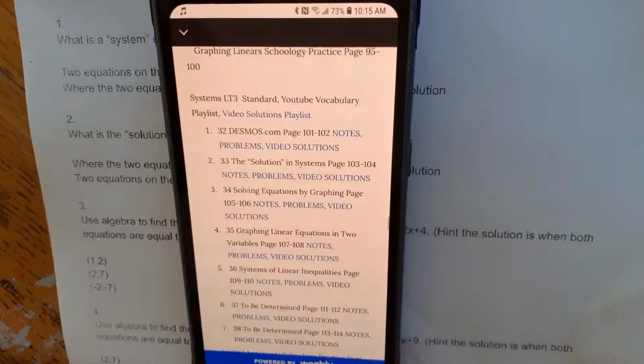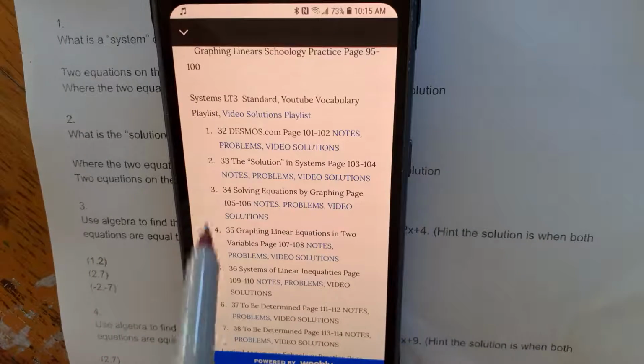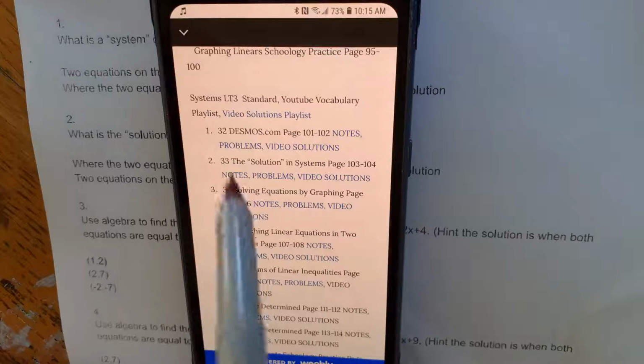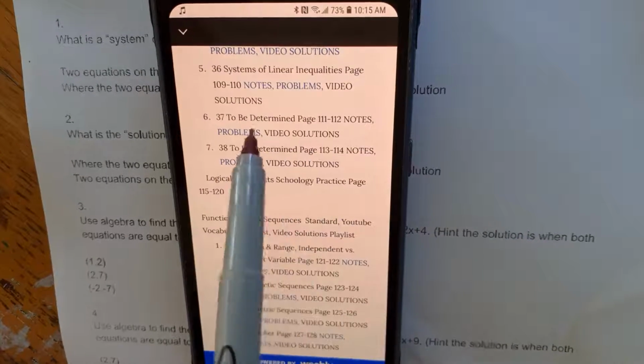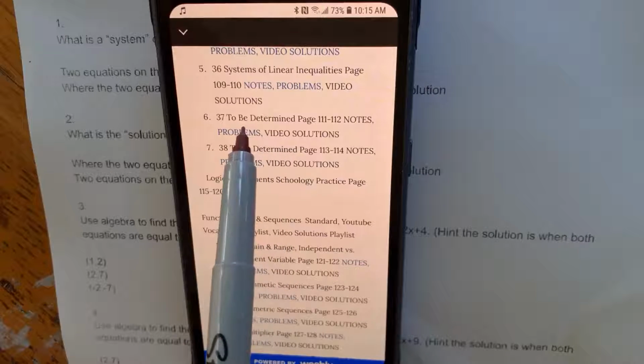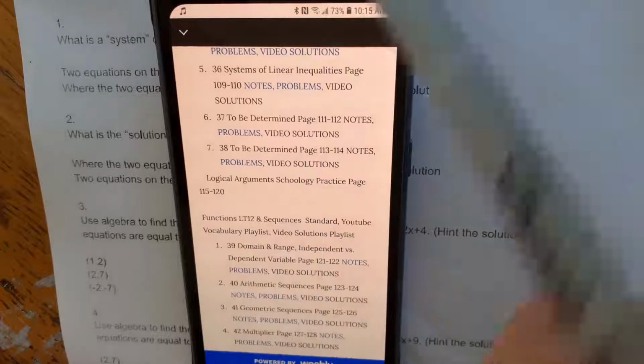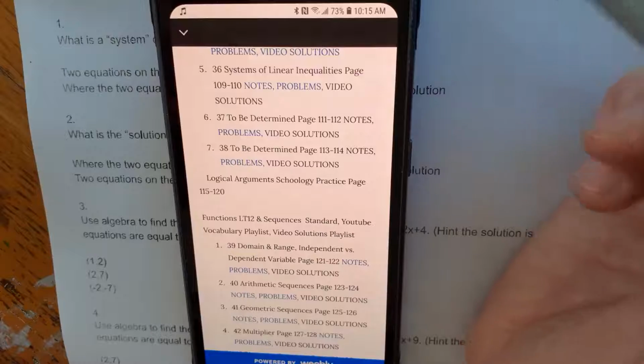Next, we go down to the systems unit. This is a unit. There's lessons within it. This is lesson number 6 we're on. So actually, this one's a little bit out of date, and I will go back and fix this. It says to be determined. It should say solving systems algebraically.